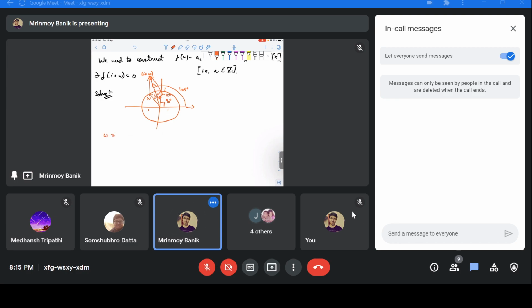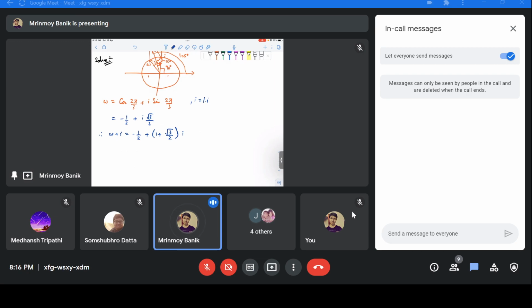We know omega is cos 2 pi by 3, right? Cos 2 pi by 3 plus iota sine 2 pi by 3. So that is minus half plus iota root 3 by 2. And iota is just 1 times iota, right? So we have omega plus iota equals minus half plus (1 plus root 3 by 2) iota.